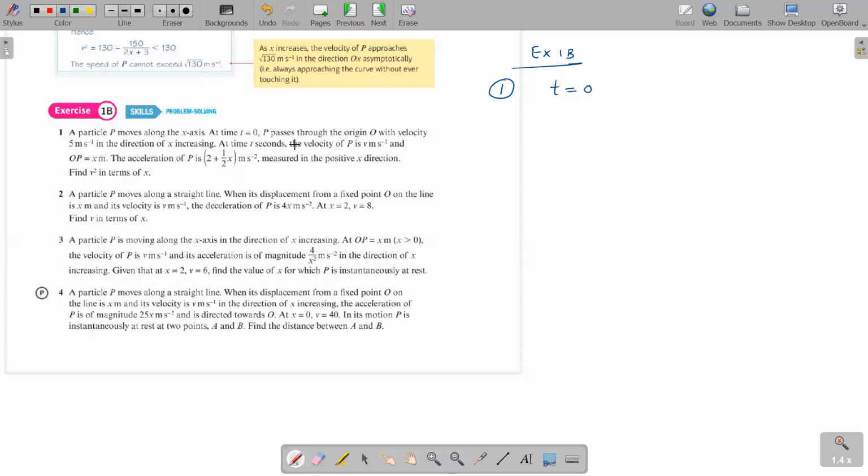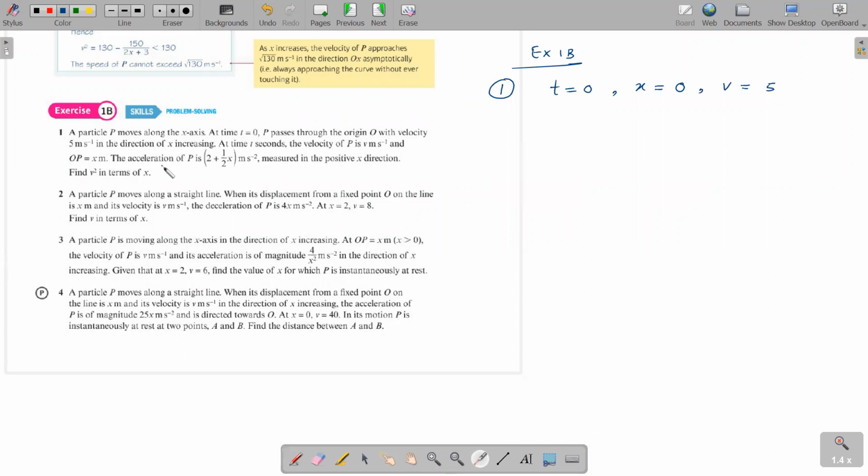At time 0, P passes through the origin means that at time 0, x is 0, displacement is 0, with velocity 5. So at displacement 0, time 0, the velocity is 5, going in the direction of x increasing. At time t seconds, the velocity of P is v meters per second, and OP equals x. O is the place where you start, and P is where the particle is. So it's moving away from the origin, and the distance O to P is x meters.